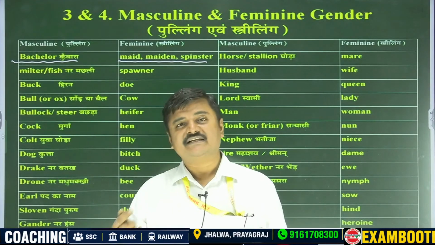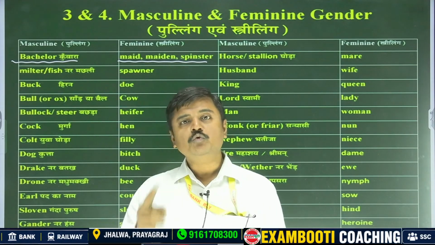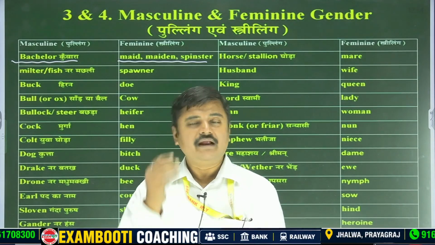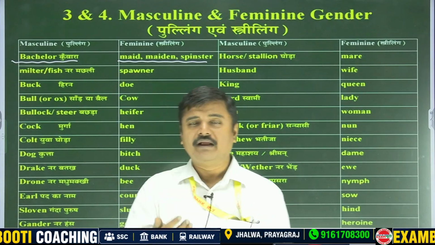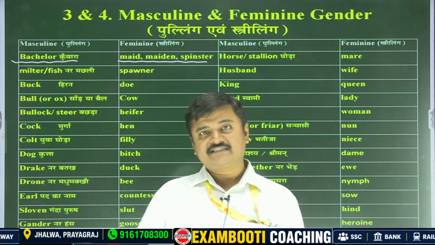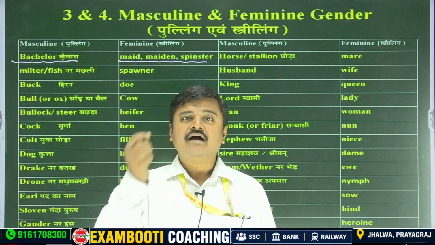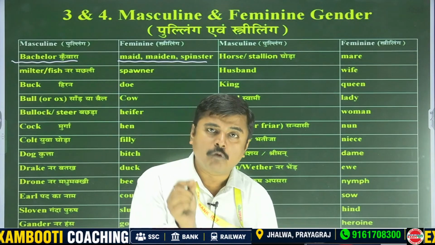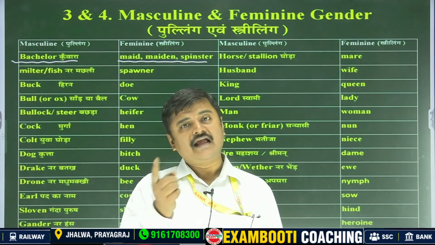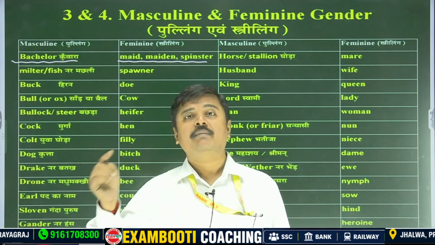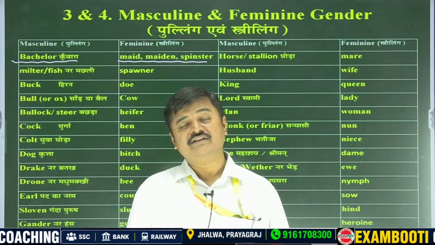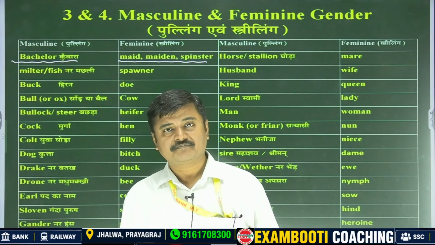In the same sense, for a female, there are two words. Maid, that is the shortest form of maiden. So you may call maid or maiden an unmarried girl. And another word, spinster. A spinster is actually an unmarried old woman. This is the difference: an unmarried girl and an unmarried old woman. So there is a huge difference between these two words. Okay.